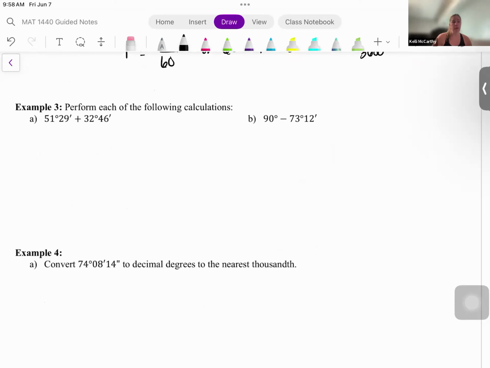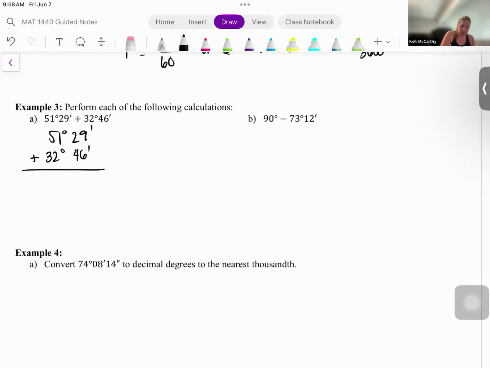Perform each of the following calculations. We want to add two angles, 51 degrees, 29 minutes, plus 32 degrees, 46 minutes. I'm going to stack these vertically so I can start combining like terms. So 51 degrees, 29 minutes, plus 32 degrees, 46 minutes.